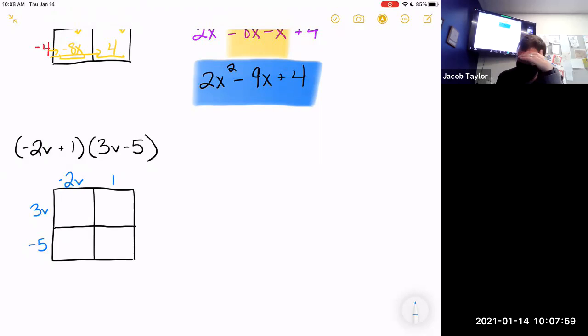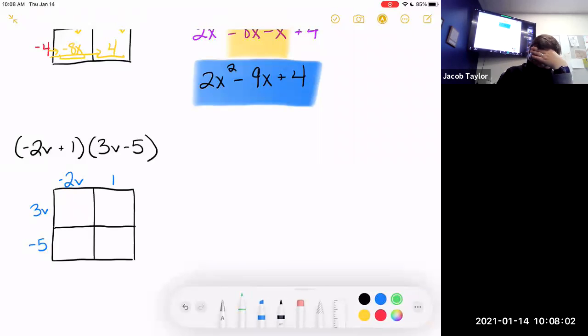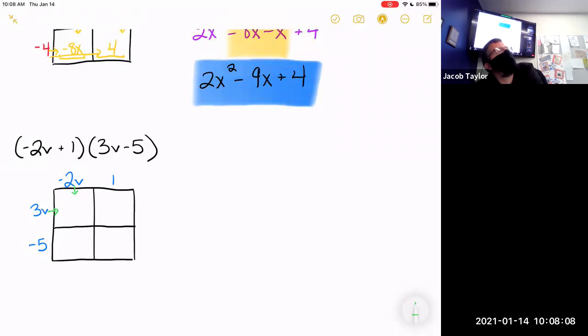We're multiplying all these, right? Yep, we're multiplying. So negative 2v times 3v gives us, I like negative 6. I don't like v. Negative 2 times 3 is negative 6, but v times v is not v. It's v squared. Then we do 3v multiplied by 1. Hold on, 3v times 1. 3v. Because anything multiplied by 1 is itself.